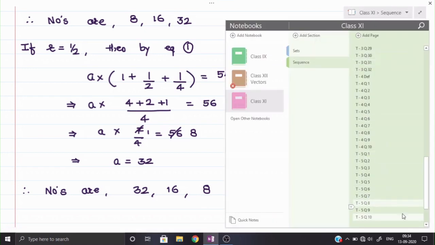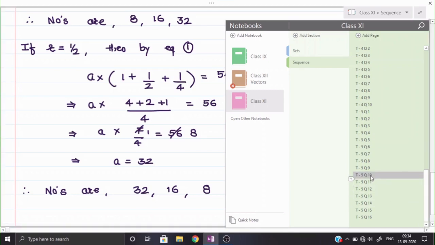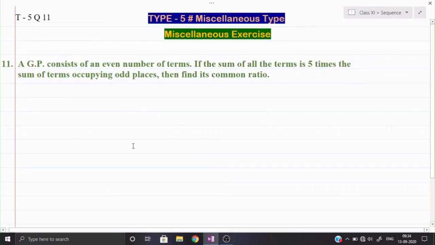The next question is given over here. I am taking now question number 11. A GP consists of an even number of terms. Means in the GP we have given terms like 10, 20, 30. Okay, an even number of terms are given, like 8, 16, 18. Okay, if the sum of all terms is 5 times the sum of the terms occupying the odd places, find its common ratio.